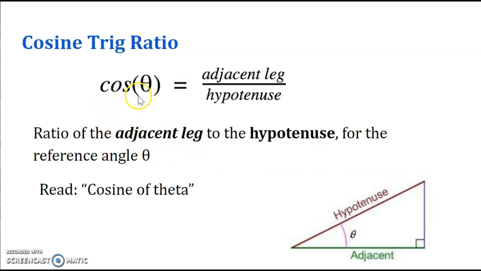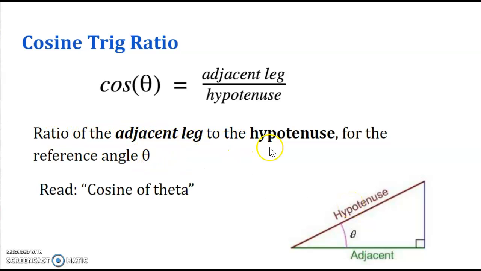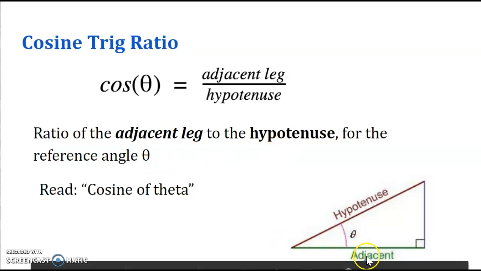What about cosine of theta? We write it as cos theta, but we read it as cosine of theta, because that's what it is short for. Cosine of theta is the ratio of the adjacent leg to the hypotenuse for the reference angle theta. This is the adjacent leg because it's the leg next to the angle of reference. The hypotenuse is always across from the right angle.